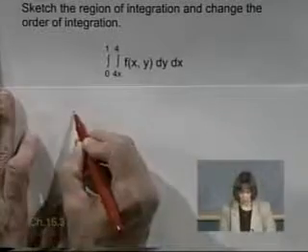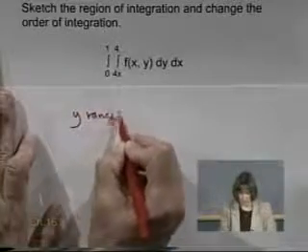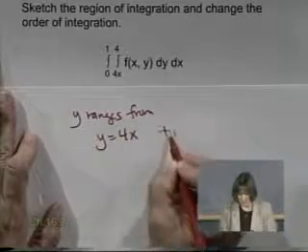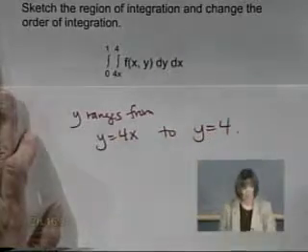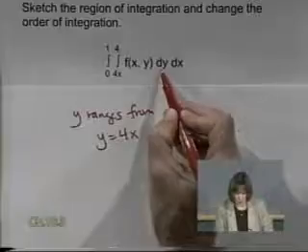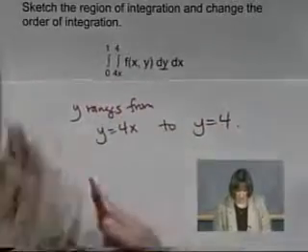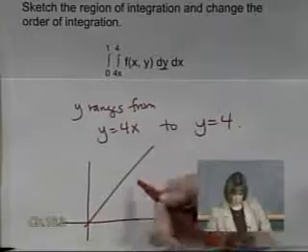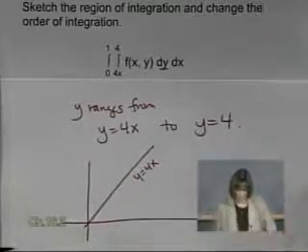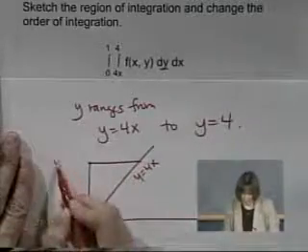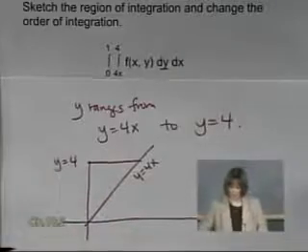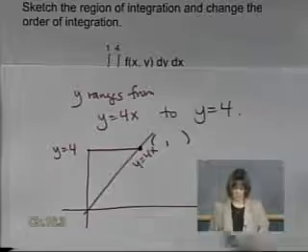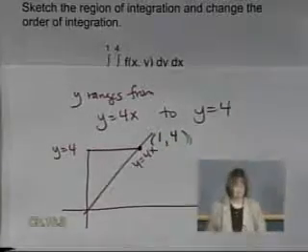Okay? All right. First of all, you've got to be able to draw the region. The inner region, y ranges from y equals 4x to y equals 4. You with me? Because your y is ranging from 4x to 4. Y equals 4x looks like a straight line. Y equals 4, horizontal line. What is their intersection point? What is this point right here? Well, if y is 4, I guess x is 1, right?